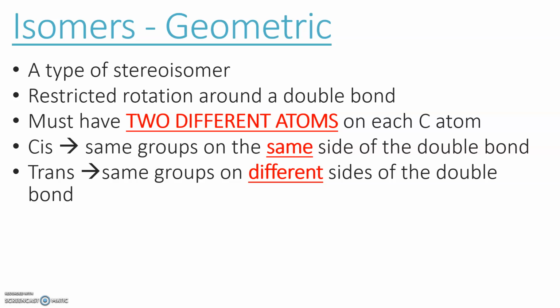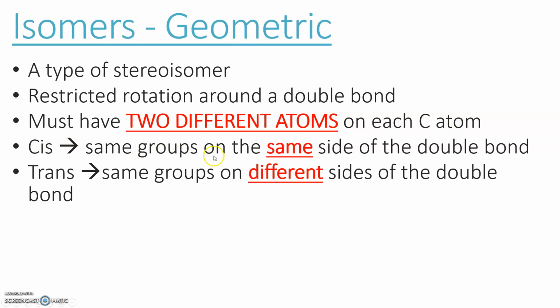Geometric are where you have a double bond. So you have restricted rotation around a double bond. You must have 2 different atoms or groups on each carbon atom. So the carbon atoms either side of the double bond, both of those atoms must each have 2 different things attached to them. They can't have 2 of the same thing, or they won't form geometric isomers.